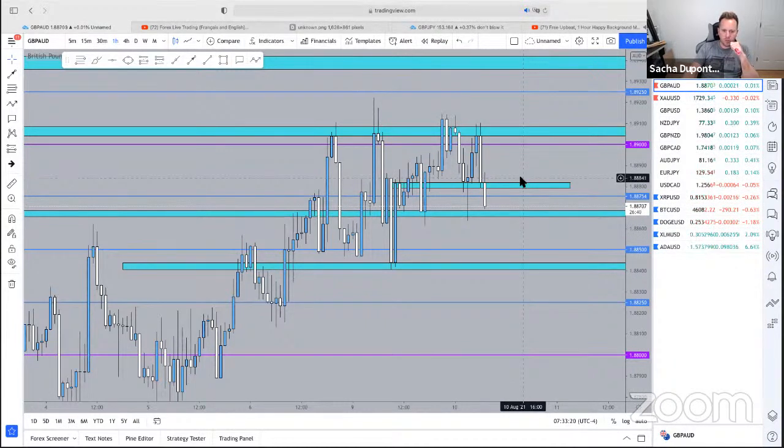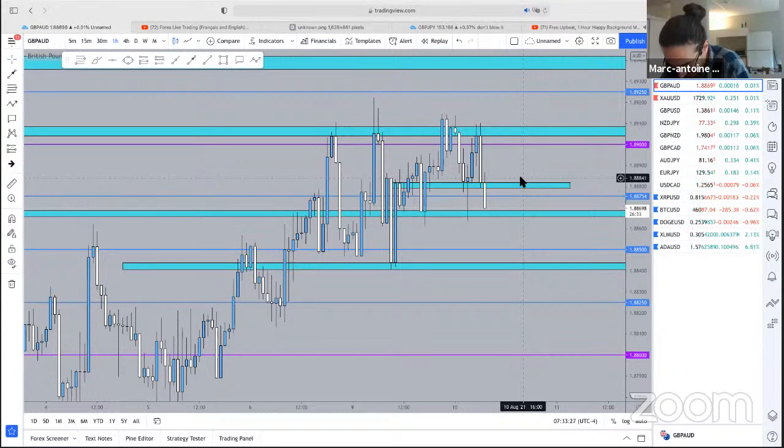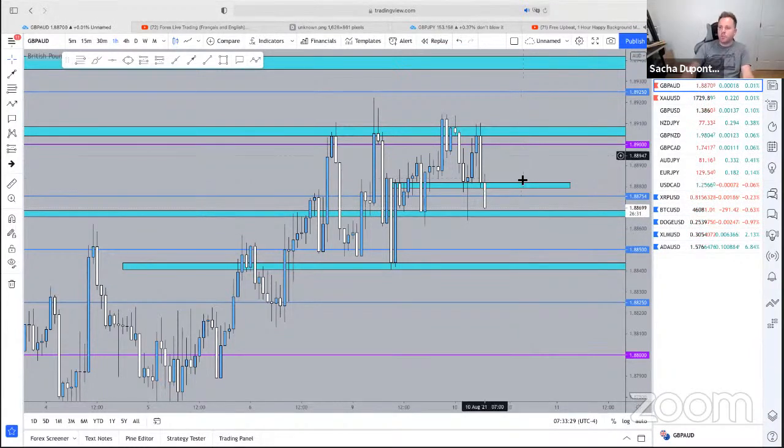Where can I learn about trading order blocks? Here, for sure not here. I don't use order blocks.